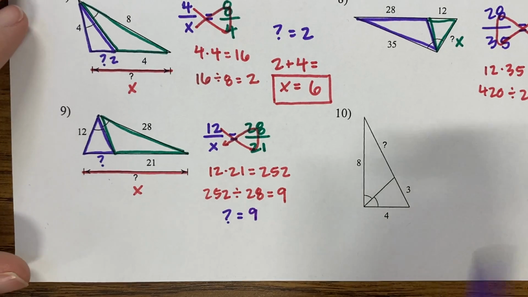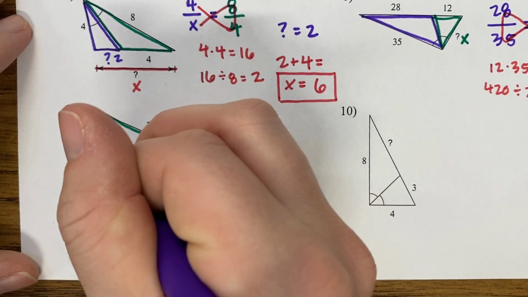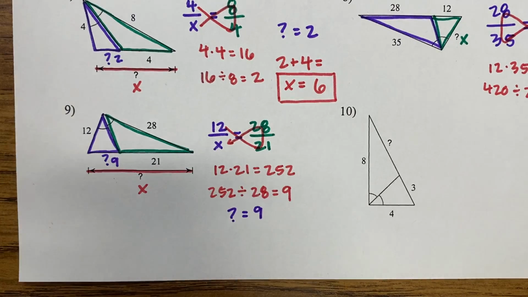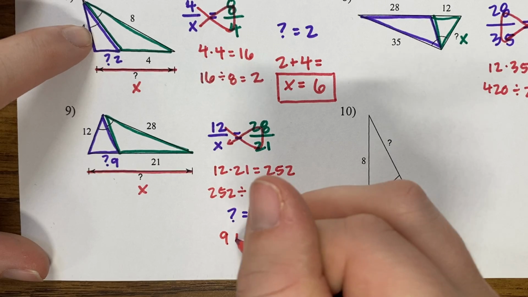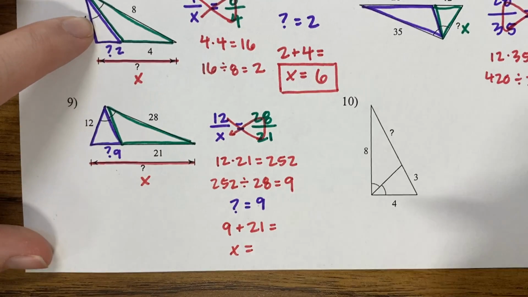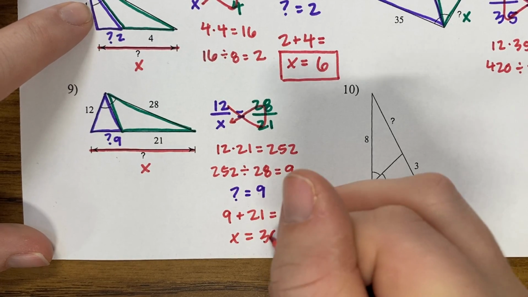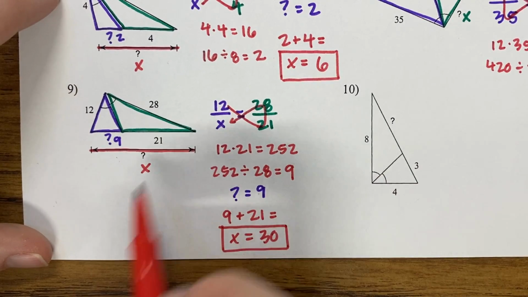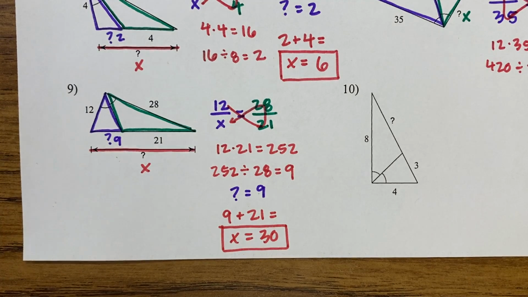That's not our final answer because we're looking for the entire side. So we know that guy's 9. So now we can just take our purple piece that we found, add it to our green piece that was already there. So we have 9 plus 21. That's going to give us our x equals 30. So that whole bottom piece was 30. Awesome.